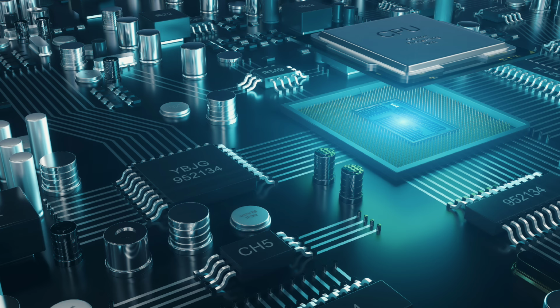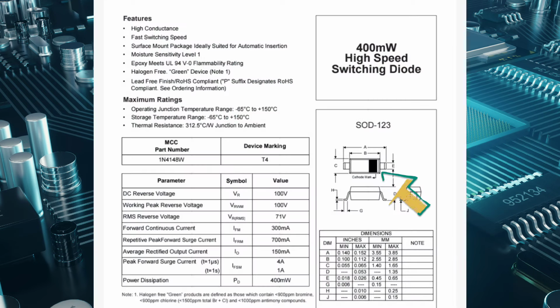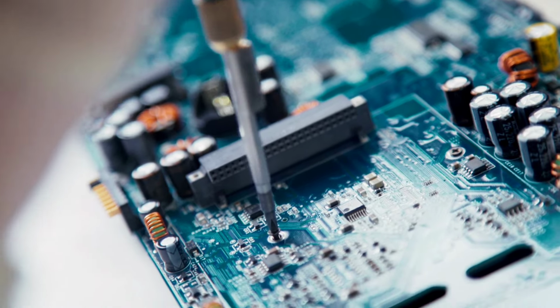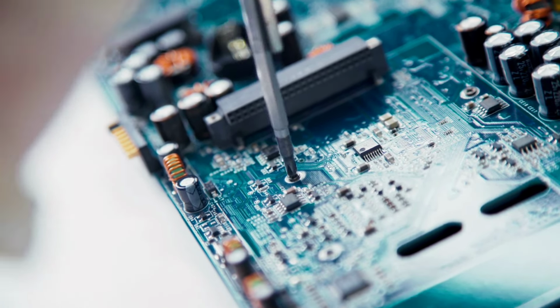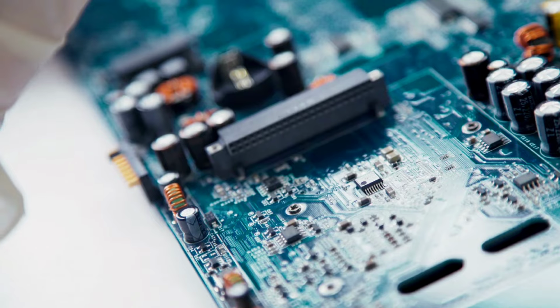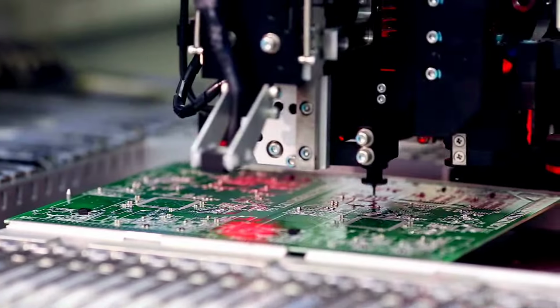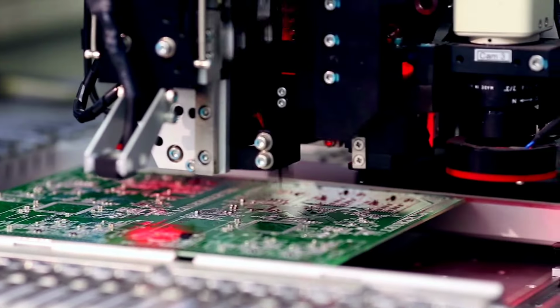Component orientation. Many SMD components are symmetric and can be mounted in any orientation. However, polarity-sensitive components like diodes and electrolytic capacitors must be oriented correctly to function properly. Manufacturing considerations. The size and shape of SMD packages influence the assembly process. Automated pick-and-place machines are calibrated to handle different sizes and shapes of components accurately.